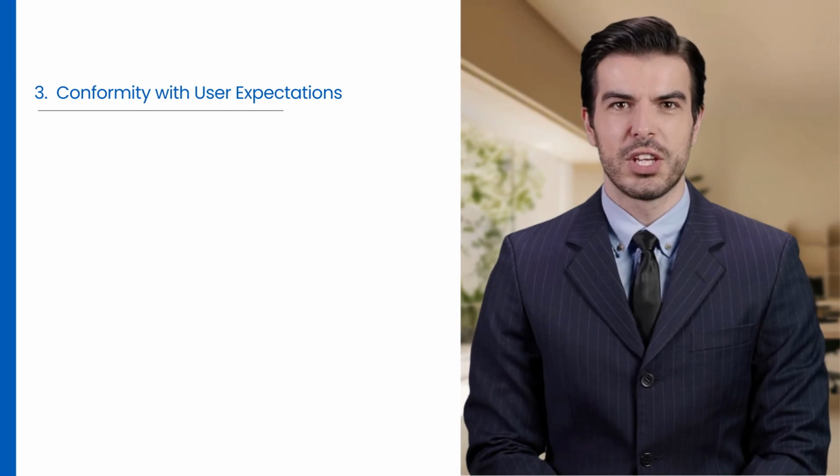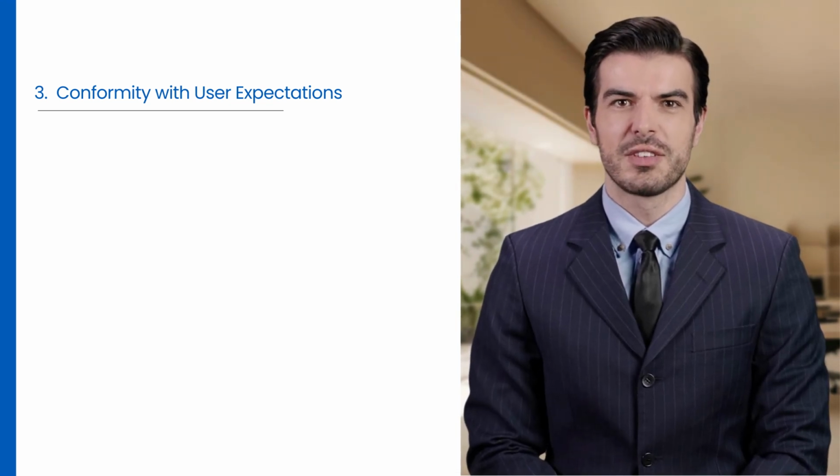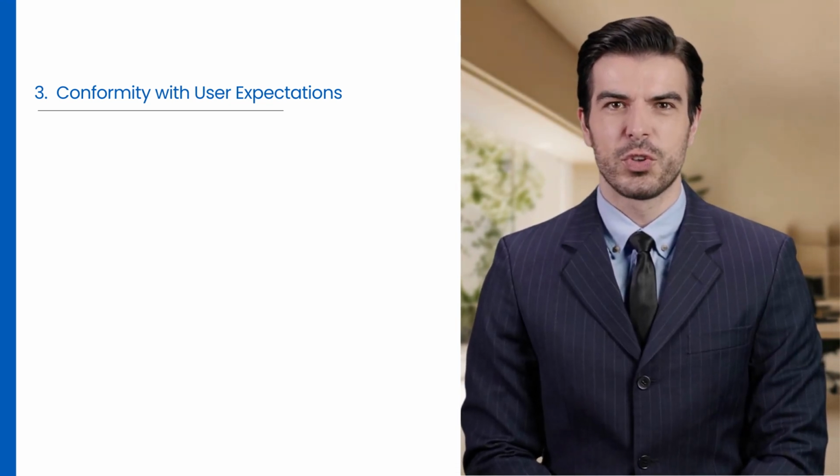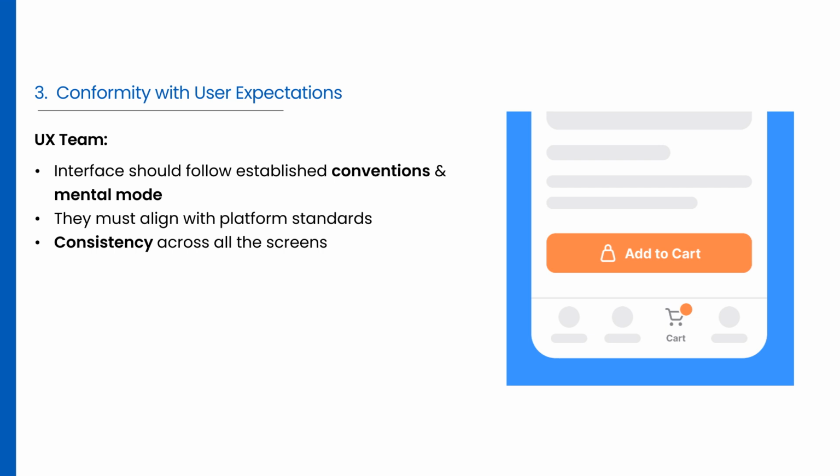Conformity with user expectations must ensure that the system behaves in a familiar and predictable way for users. The UX team must design interfaces that follow established conventions and mental models. For example, placing the Add to Cart button in a standard location helps users quickly understand the action.